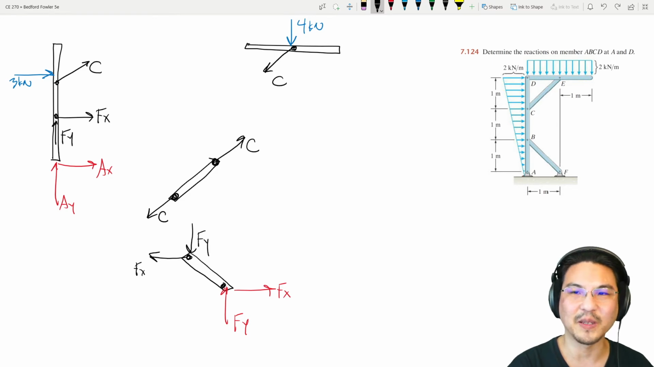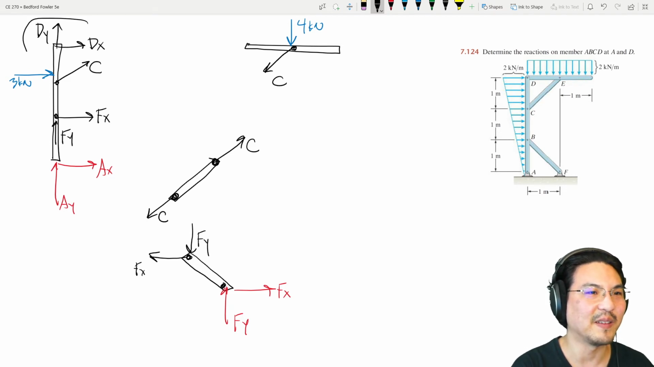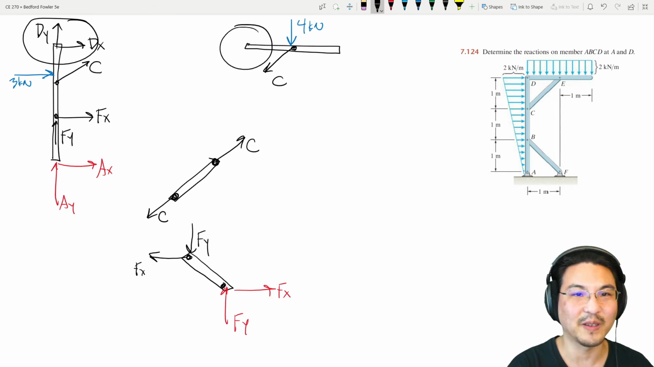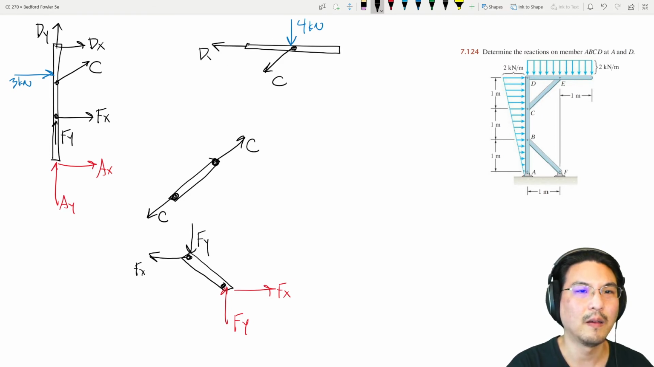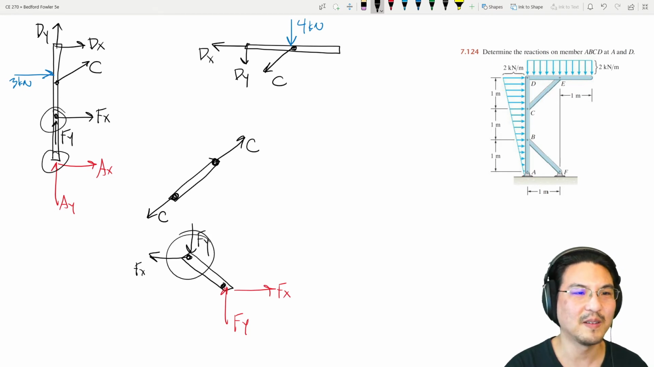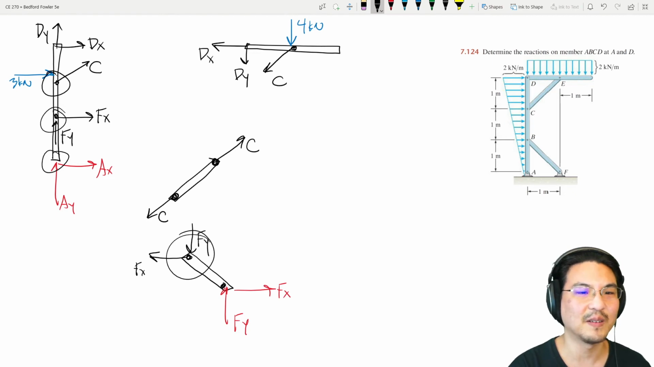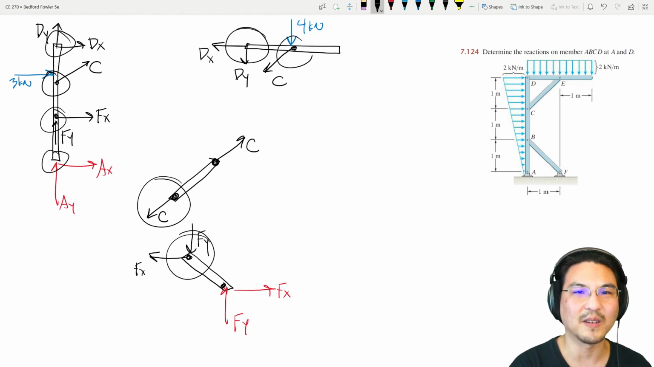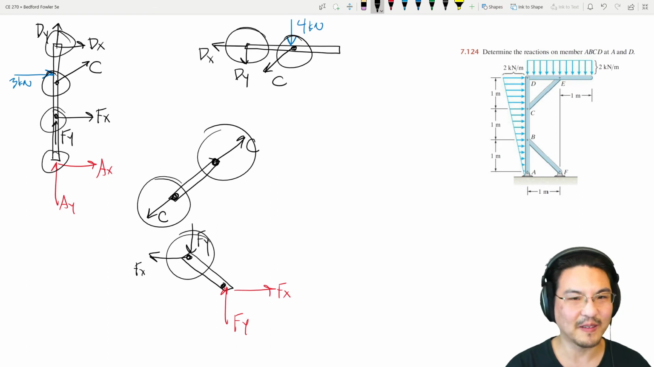And then there's also pin D up here, so I'll label that here. Just call it dx, dy, and this has to be equal and opposite to this. Okay, there we go. I think we got, let's see, there's A, B is over here, C is over here, D is over here, E is over here, which is over here, and then there's F. Okay, so we got everything.